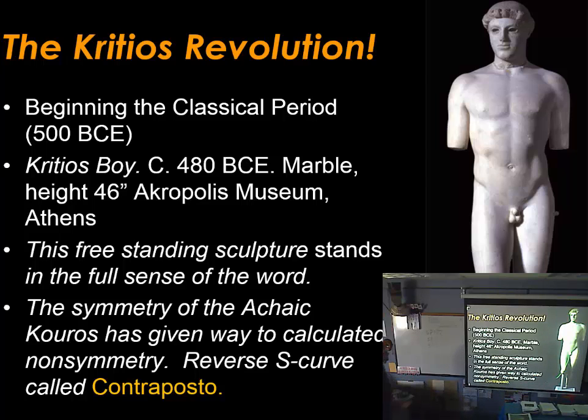And so the contrapposto is shown in this work called the Critios boy in 480 BCE, made out of marble, 46 inches, and it's from the Acropolis.